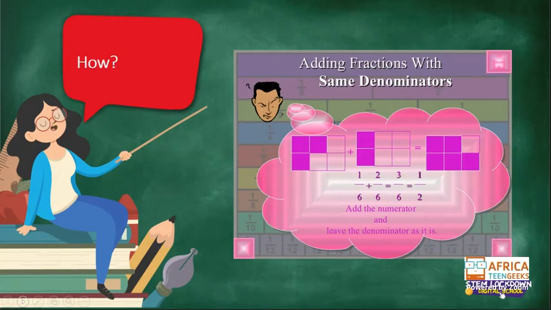After you have your 3 over 6, you are then able to simplify, because 3 can go into 6 and also 3 can go into 3, then you have 1 over 2.